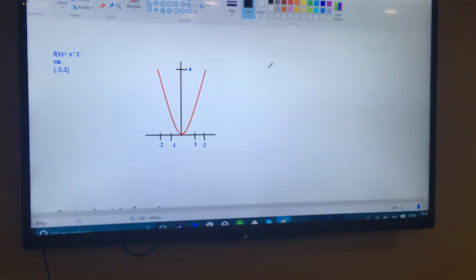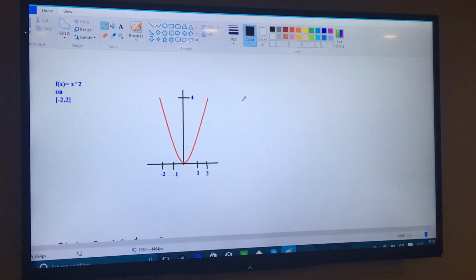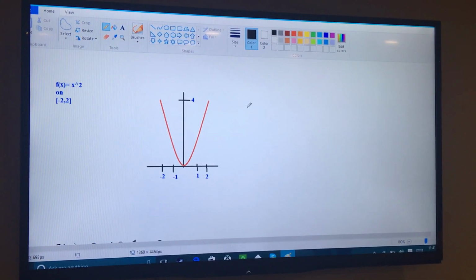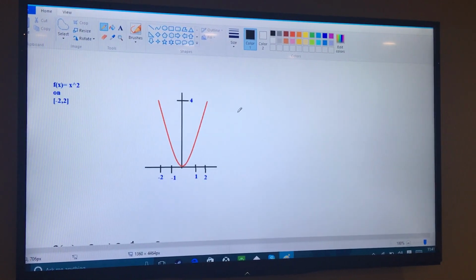...has a local maximum or minimum value at an interior point c of its domain, and if f prime is defined at c, then f prime of c is equal to 0.